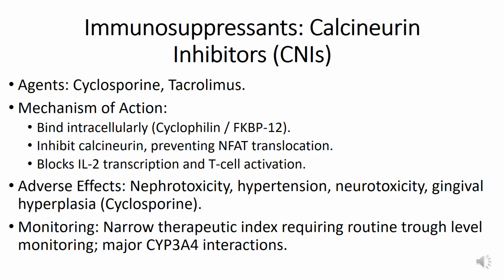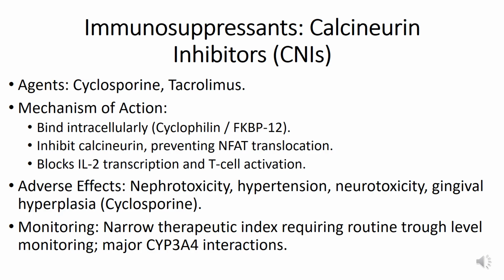The immune response depends heavily on T lymphocytes. When T cells become activated, they release signaling molecules that amplify inflammation. One of the most important of these signaling molecules is interleukin-2, or IL-2. Interleukin-2 stimulates T cell growth and proliferation. Calcineurin inhibitors interrupt this process. Cyclosporine first enters the T cell and binds to a protein called cyclophilin. Tacrolimus follows a similar strategy.